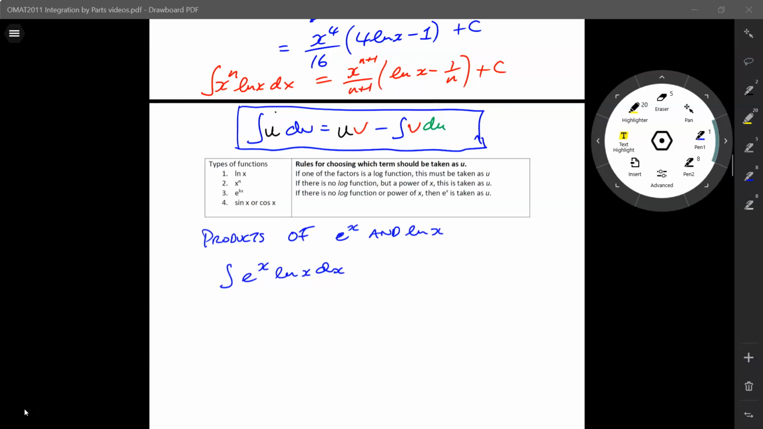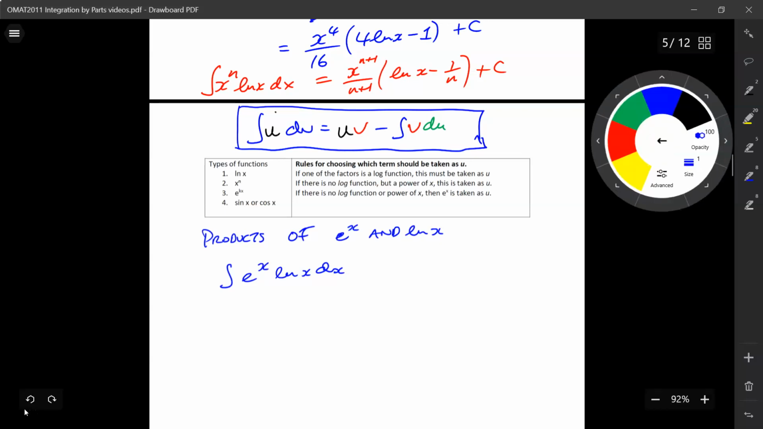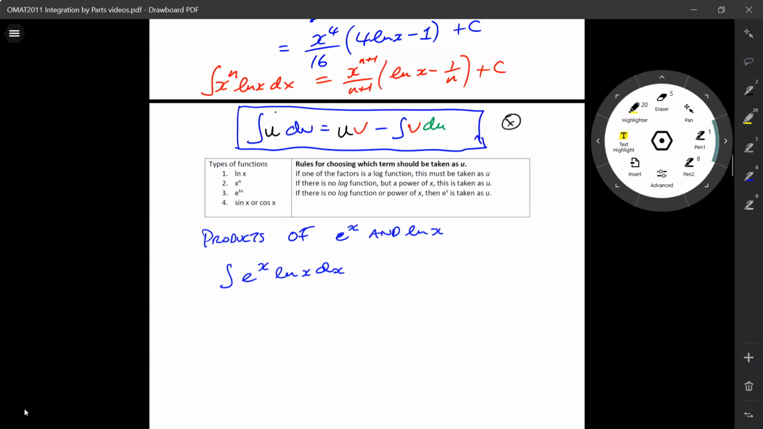In this example, we're going to look at a product of exponential x and the log of x. So we go through our process again. We're going to use the formula for the integration by parts, which is up here. So we have to identify u, dv, v, and du. We have to evaluate v and du.